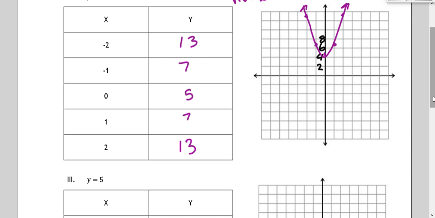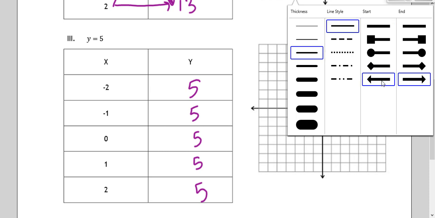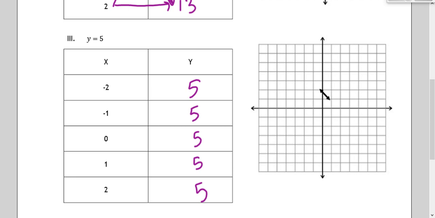And we can see that because we have values crossing over to the same spot. Y is equal to 5, so at all of these, y will equal 5. So 1, 2, 3, 4, 5. There. Get rid of that one.